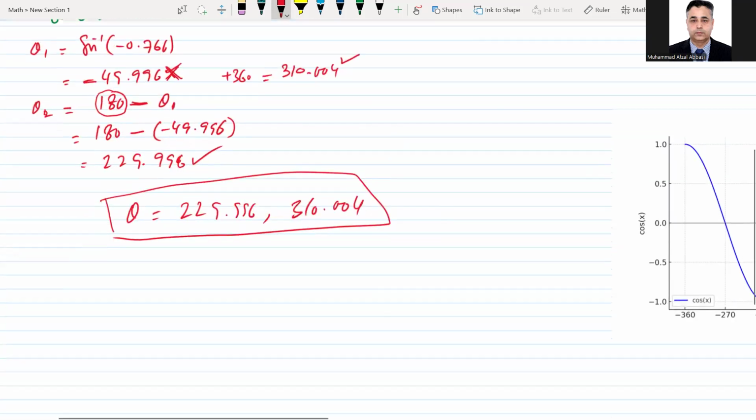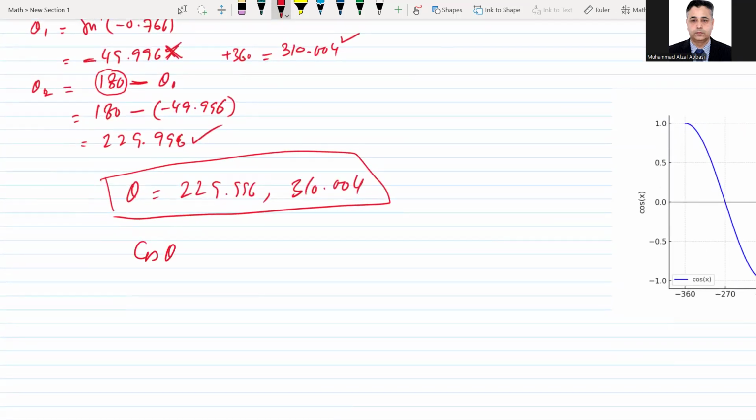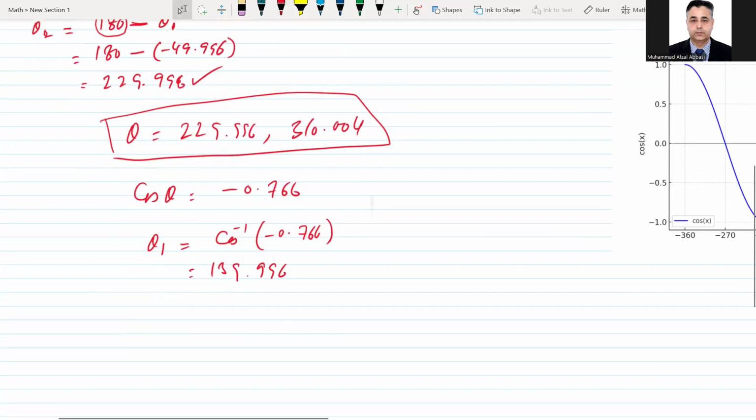The same method is for cosine. Let's say we have a similar equation, cos theta equals negative 0.766. So the first method is the same thing. First, we'll find theta 1 by taking cos inverse of negative 0.766. And that answer you have to write as it is, which is 139.996. Then we will get theta 2.